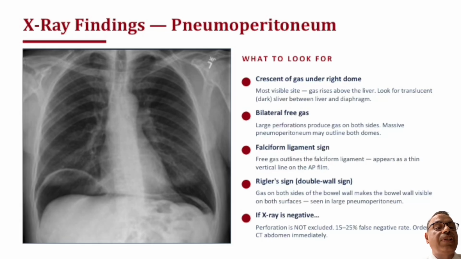One classical sign which is seen is Wriggler's sign, also known as double wall sign. Now what is Wriggler's sign? We'll see in the subsequent slide. But again, to reiterate, if the X-ray is negative, perforation is still not excluded because there may be a 15 to 25% false negative rate. Order CT scan with contrast immediately.